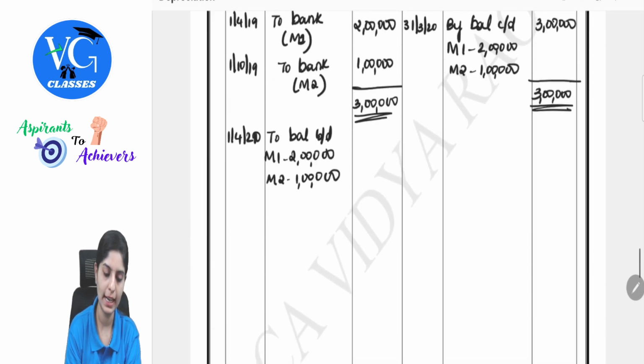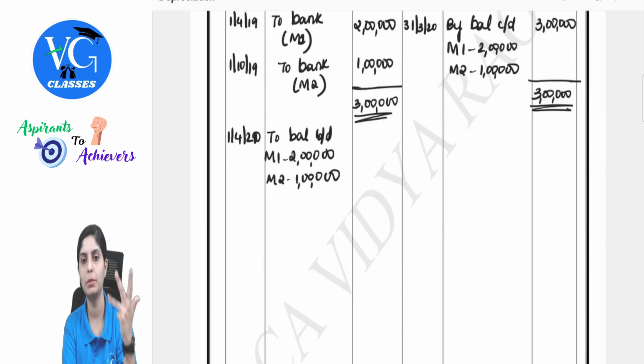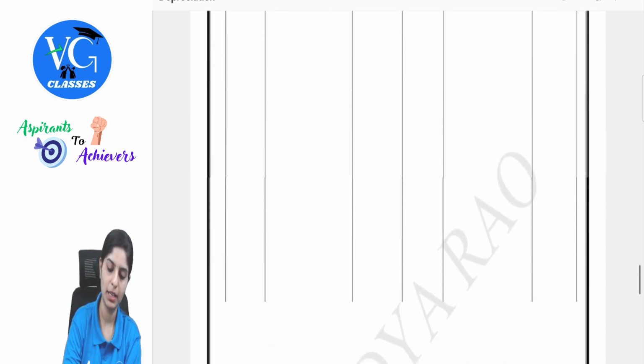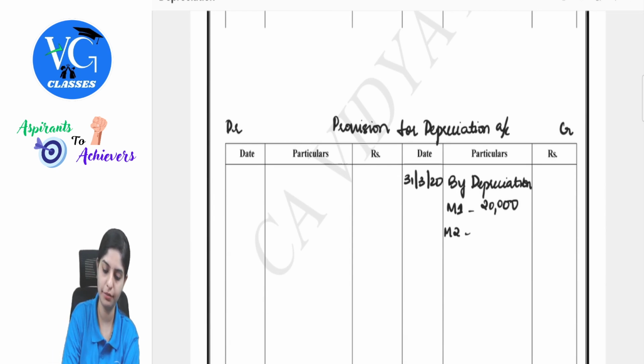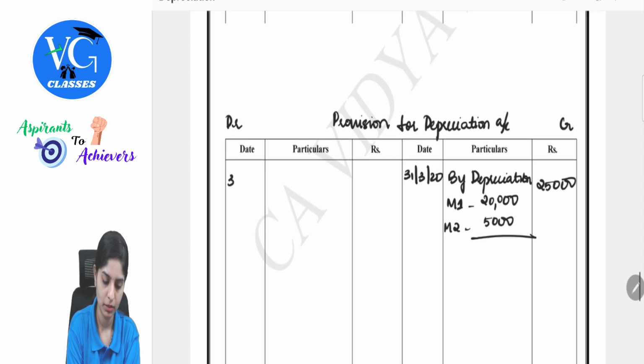Then 1 lakh into 10% in the month of October. October, November, December, Jan, Feb, March. So 6 months. That will be how much? 1 lakh into 10% into 6 by 12. That is 5,000. Total 25,000. 31st March 20, to balance carried down.